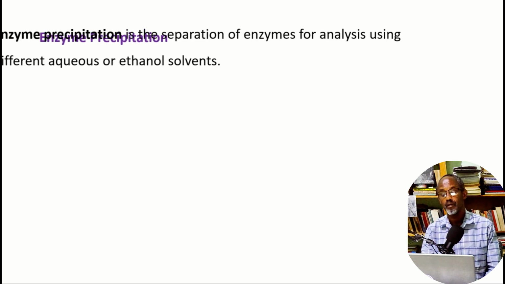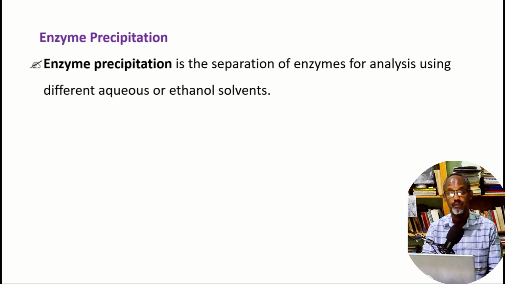Enzyme precipitation is the separation of enzyme for analysis using different aqueous or ethanol solvents. You can precipitate for diagnostic purpose in healthcare facilities, clinics or hospitals. You can undergo enzyme precipitation so that you can study their morphology, their chemistry, chemical analysis, for diagnosis of specific diseases related to the enzyme. And therefore, enzyme precipitation is one area of application of medicine for diagnosis, and you can precipitate out.